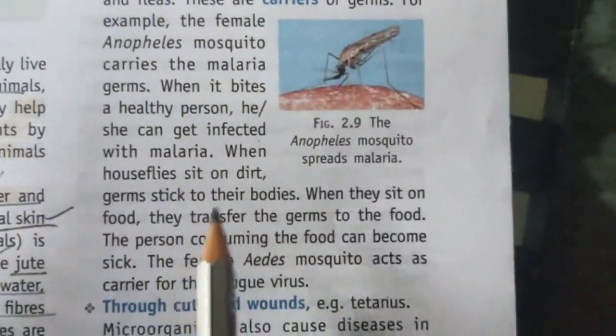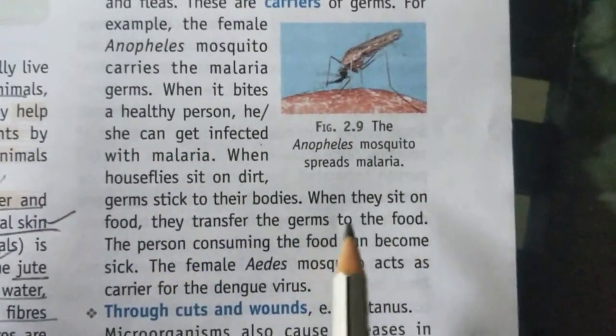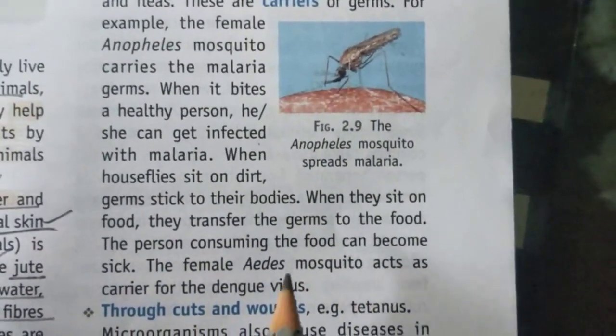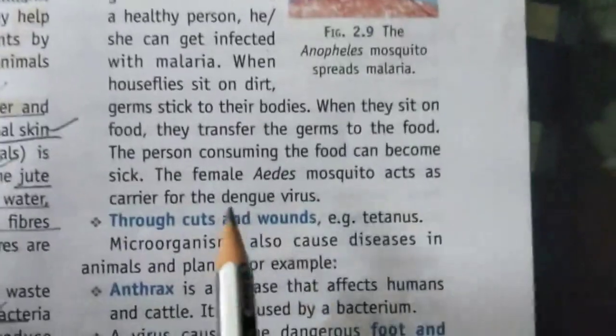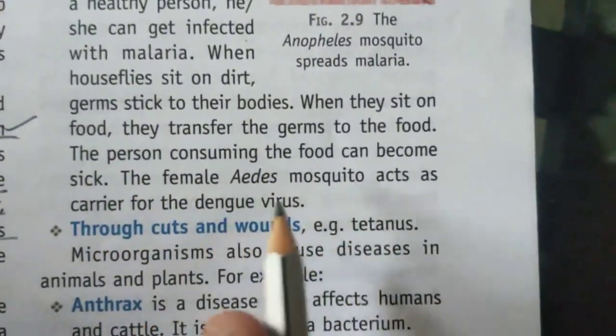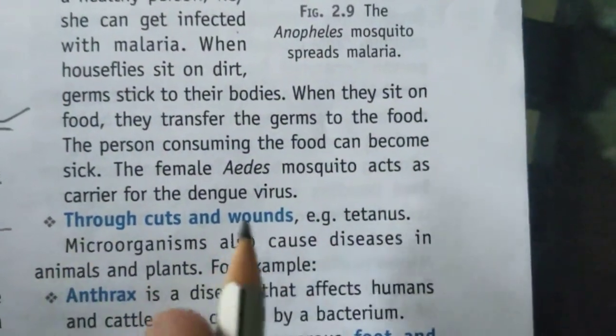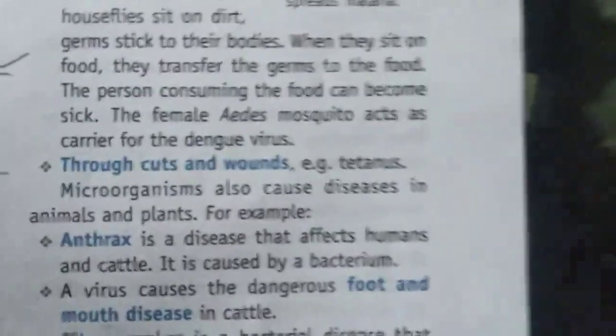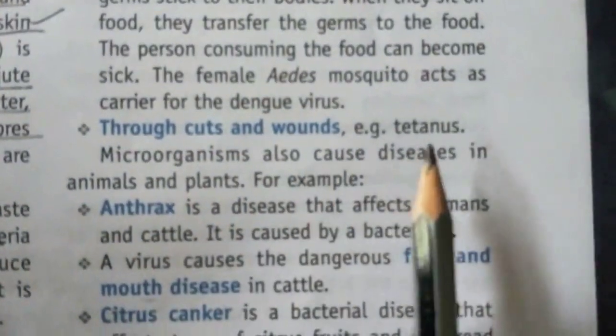When house flies sit on dirt, germs stick to their bodies. When they sit on food, they transfer the germs to the food. The person consuming the food can become sick. The female Aedes mosquito acts as a carrier for the dengue virus. Through cuts and wounds, tetanus.